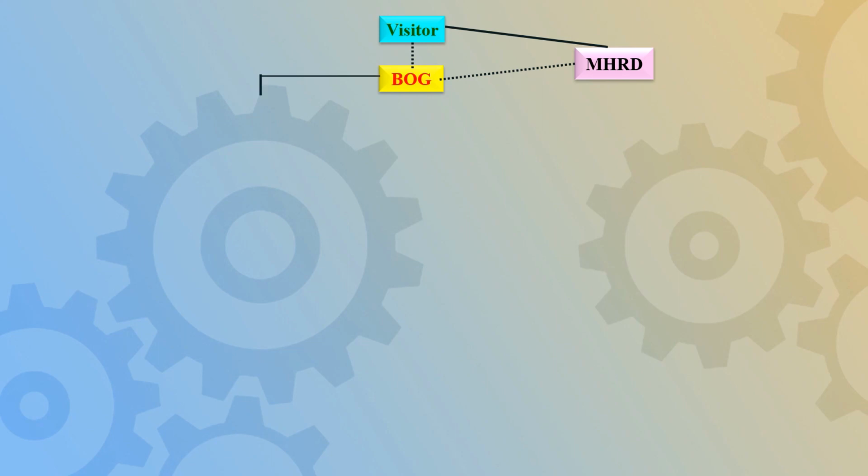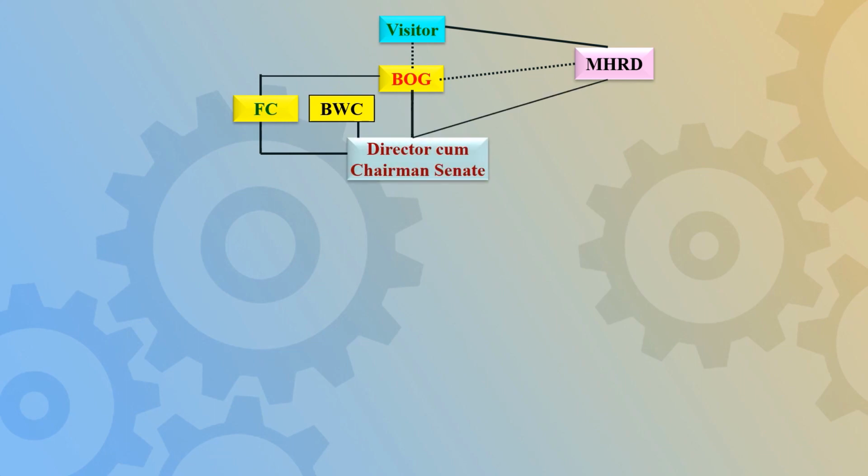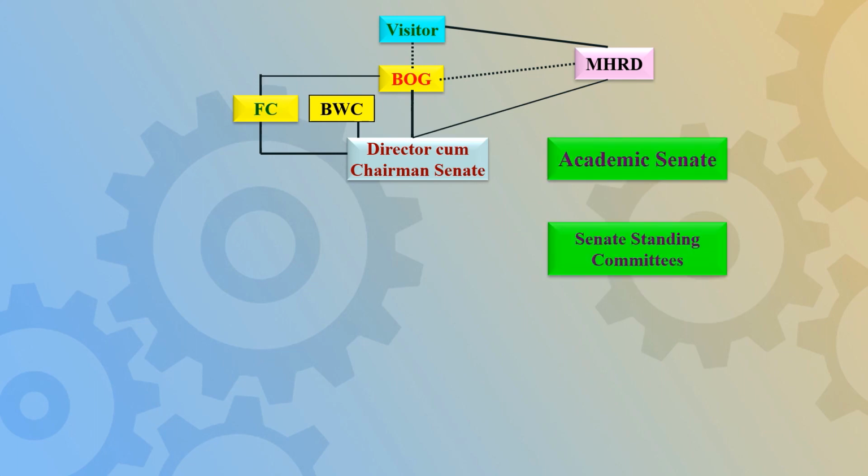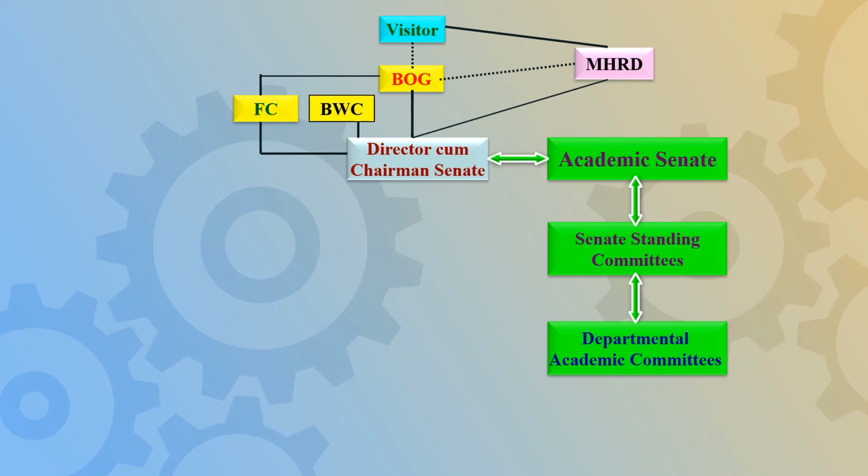Visitor is at the head of the BOG, and BOG gives the basic general instruction for running an institution. And BOG has the finance committee, the building works committee, and director, who is also the chairman of the Senate. Now you can see that this diagram has two different colors. The green one represents the academic part, and the other part is the administrative part.